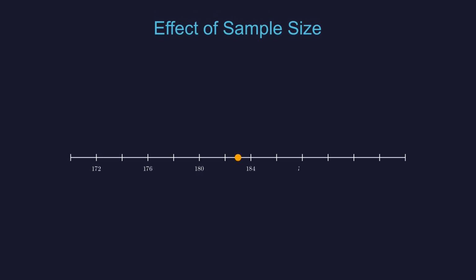Watch how sample size affects the confidence interval width. Starting with a small sample of n equals 25, the interval is quite wide. As we increase n to 100, the interval gets noticeably narrower. At n equals 400, it is narrower still. And with n equals 712, the interval is quite precise. Larger samples give us more information and tighter estimates.